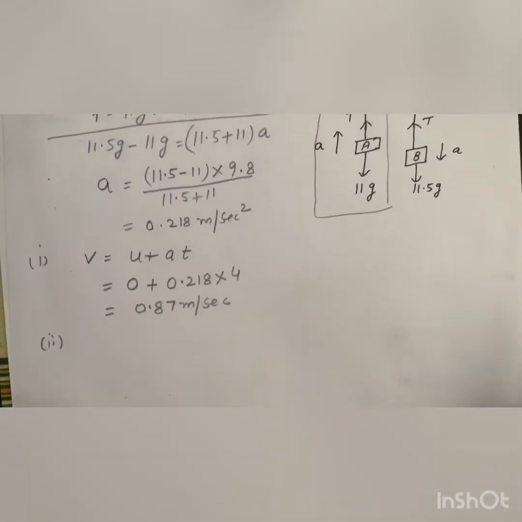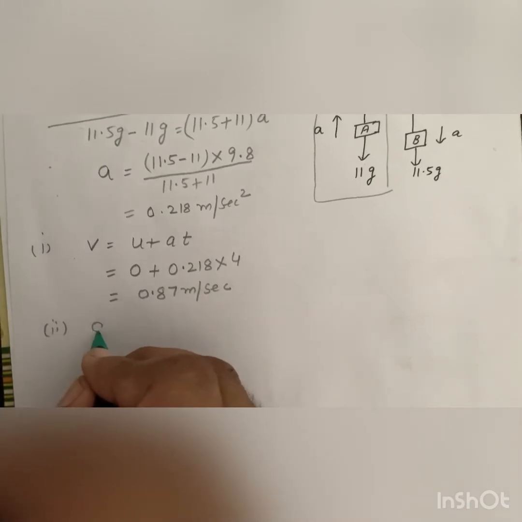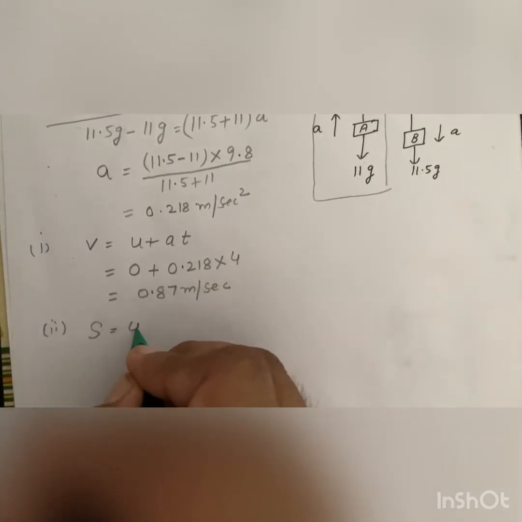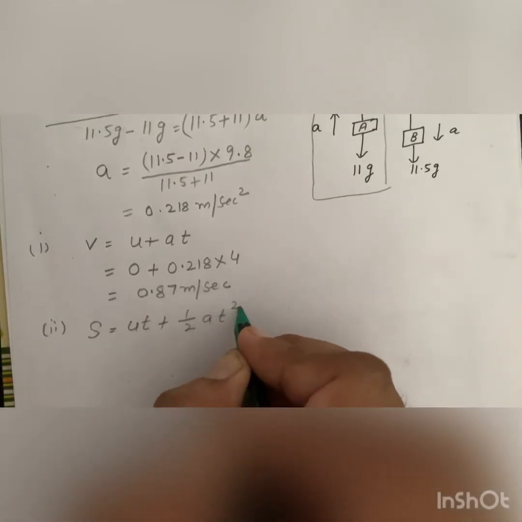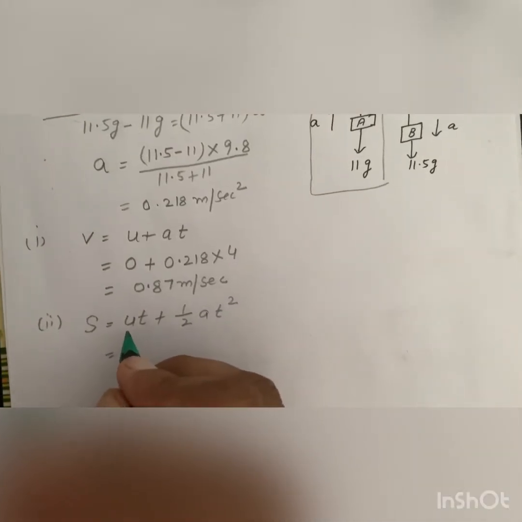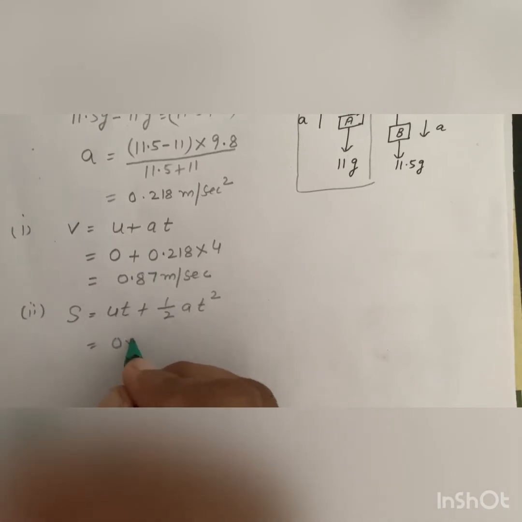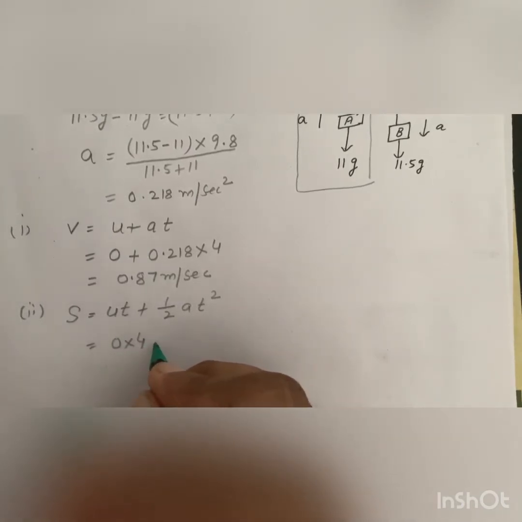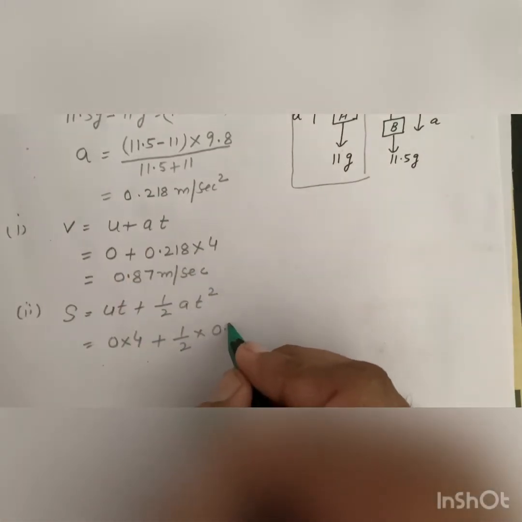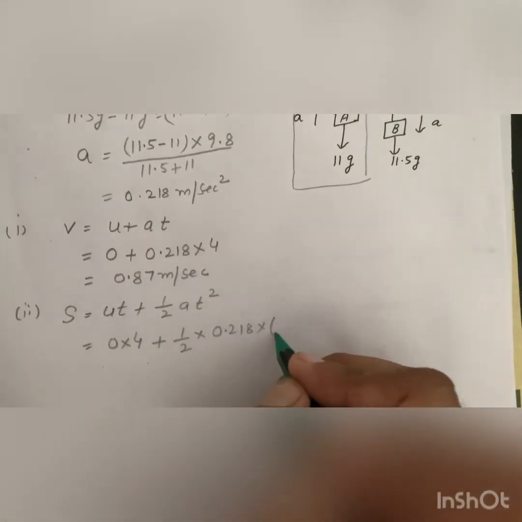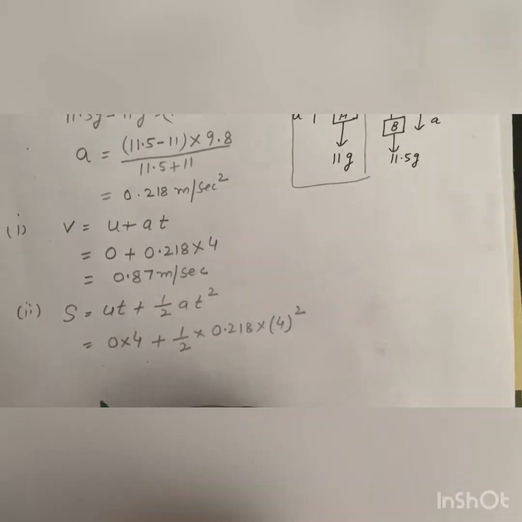So height we want to calculate, that is given by S equal to U T plus half A T square. Here initial velocity is 0, time is 4 seconds, plus 1 by 2, acceleration is 0.218 and time is 4. On solving, we get this equal to 1.74 meter.